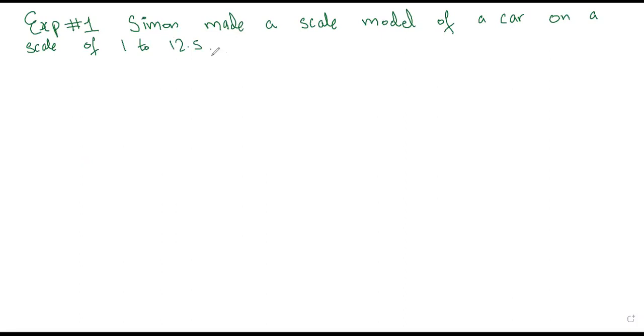Simon made a scale model of a car, right? So we know that cars are very, very big, okay? But Simon made a small version, a model version of that car. And the difference is that if a dimension on the car is 12.5, that dimension on the model would be 1, right? He made a model 12.5 times smaller, obviously because models are small. Okay? Okay, let's complete the question.